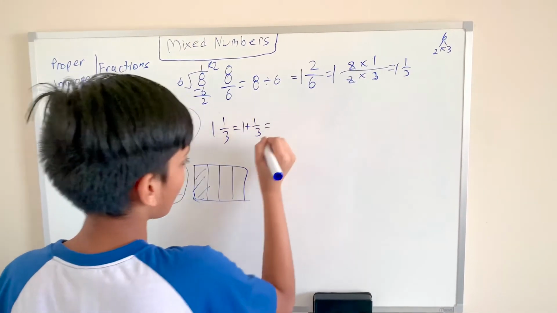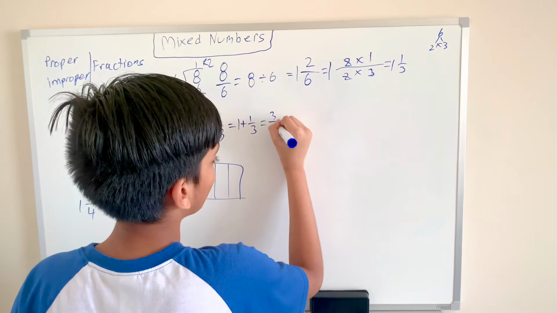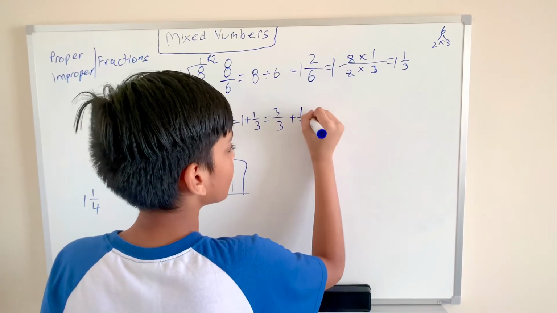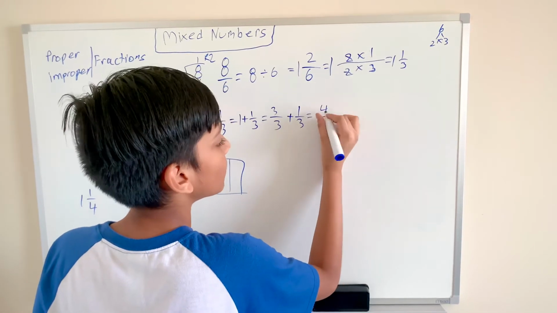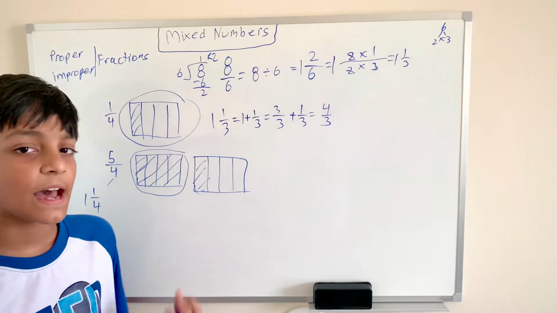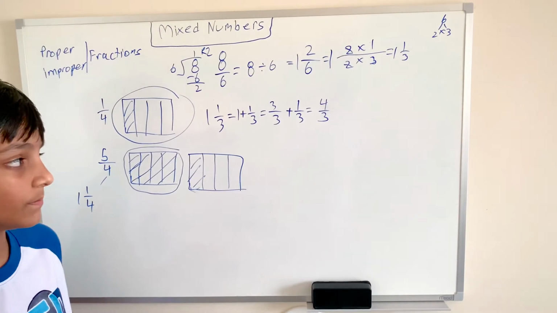So that 1 can now become 3/3 just so we can add it. And then 1/3, and then that will become 4/3. But that was a long process. How can we make it smaller?